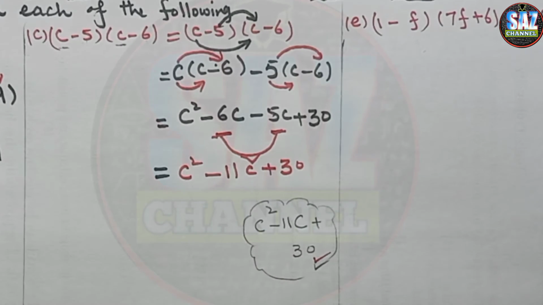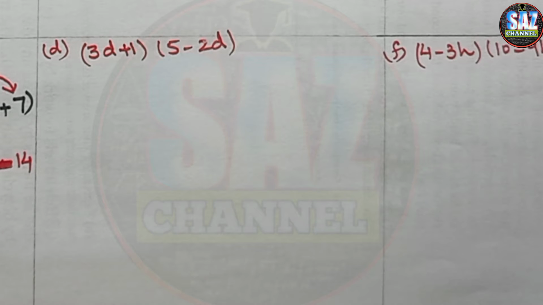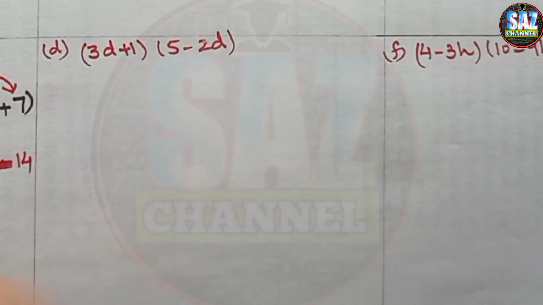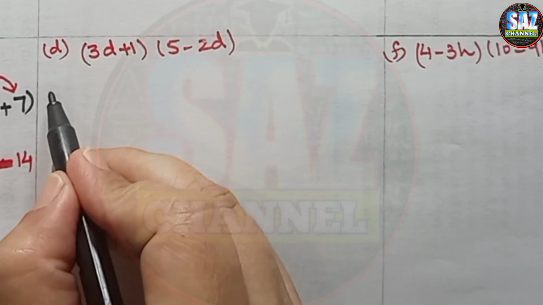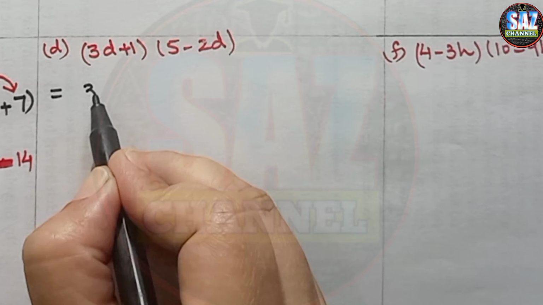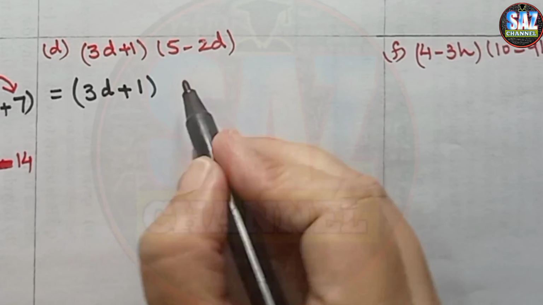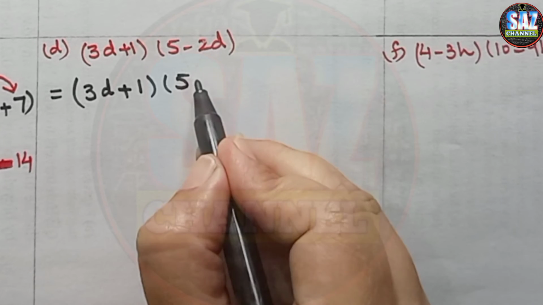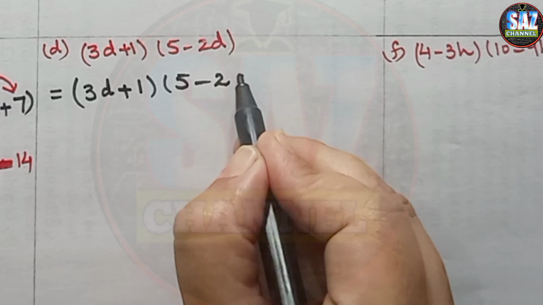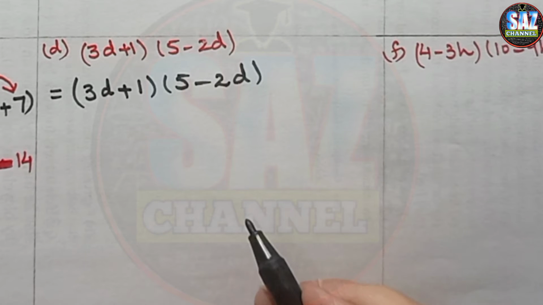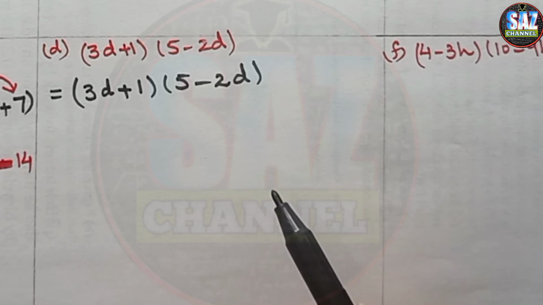Okay, moving to D part of the question, and the D part is 3d plus 1 multiplied by 5 minus 2d. Okay, it's always good to rewrite the question, so I will be writing the question again for my students, and I'm going really slow for these lessons in order so that my new and young students who are joining us these days can understand this lesson easily.